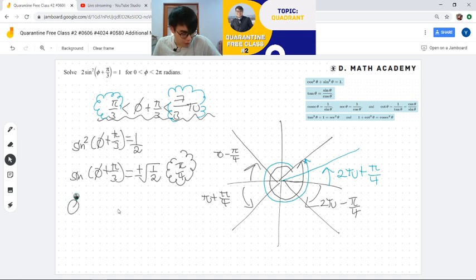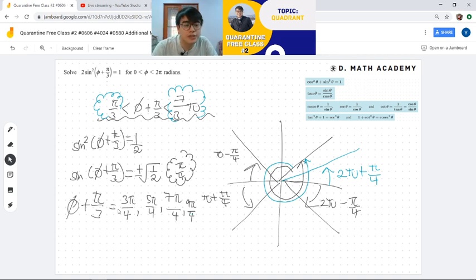So we have pi/4 plus pi/3 equals 3 pi/4. These are our first results. Then we have 5 pi/4, then we have 7 pi/4 as well as 9 pi/4.